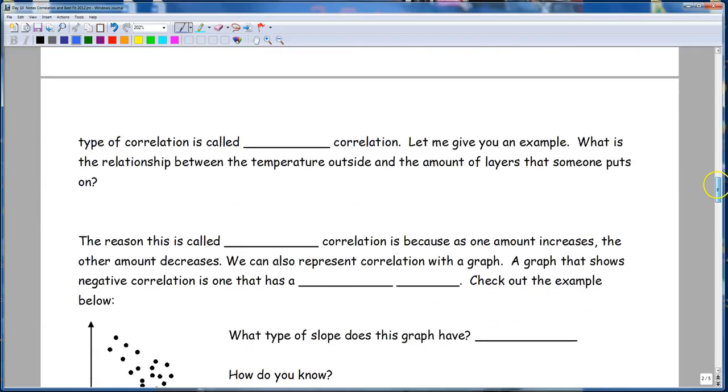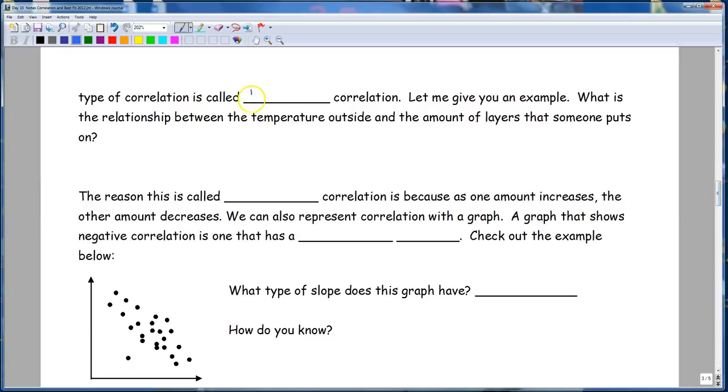All right, so next, another type of correlation is called negative correlation. So let me give you an example. What is the relationship between the temperature outside and the number of layers that someone puts on? Well, we're approaching winter here. So as your temperature decreases, generally speaking, the number of layers you put on would increase. So this is called negative correlation.